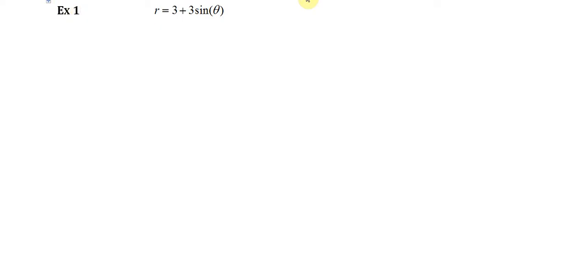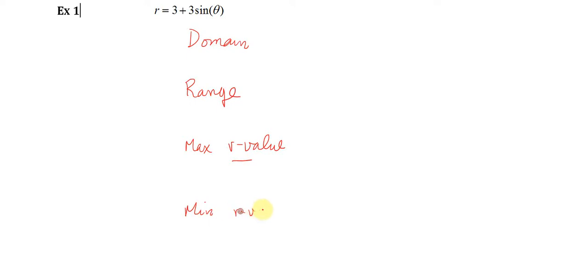Let us continue our study of polar functions by doing some analysis of this graph right here. And then, of course, we will graph this function so you can see what it looks like. Some of the things that we're going to talk about here are the domain, so we still want to find the domain. We will want to find the range. We will talk about something called the maximum R value, and I'll explain that in a minute, as well as the minimum R value.